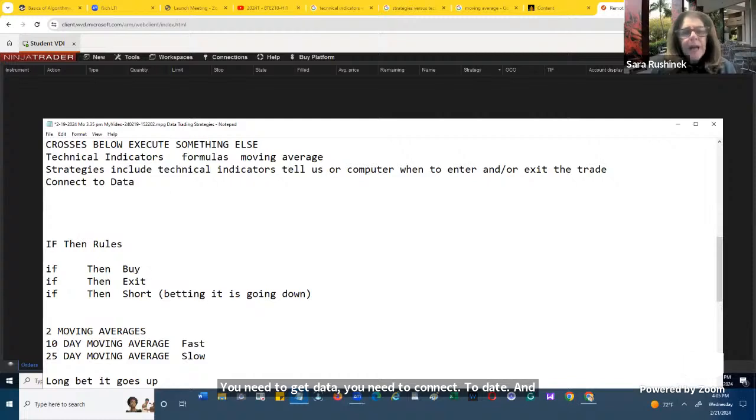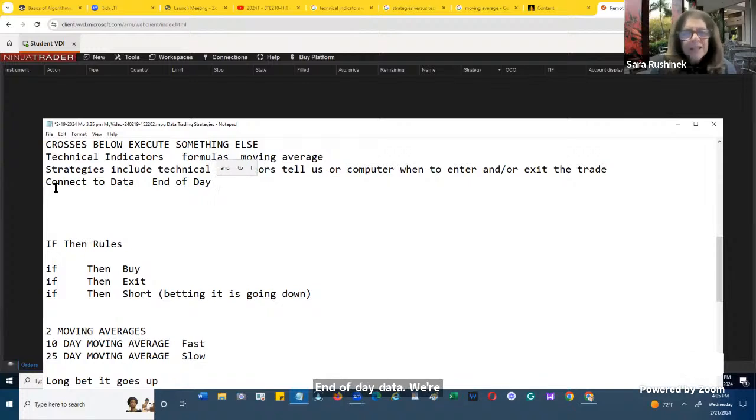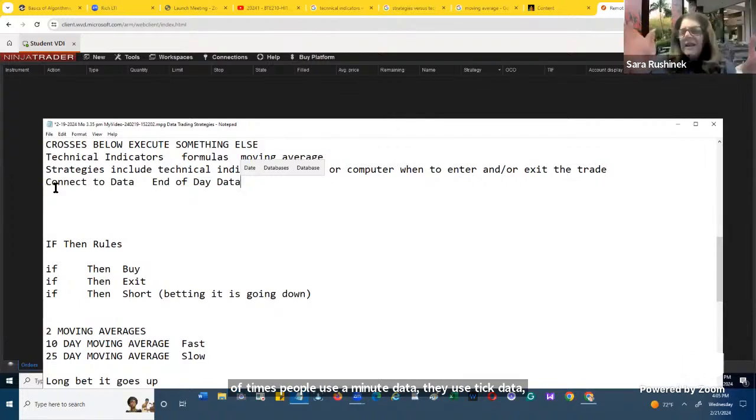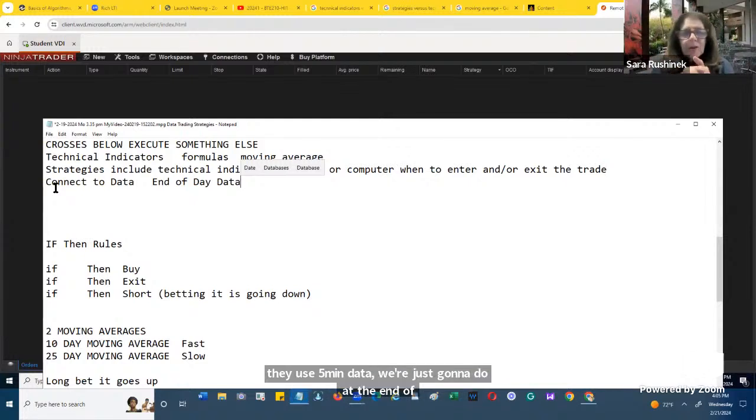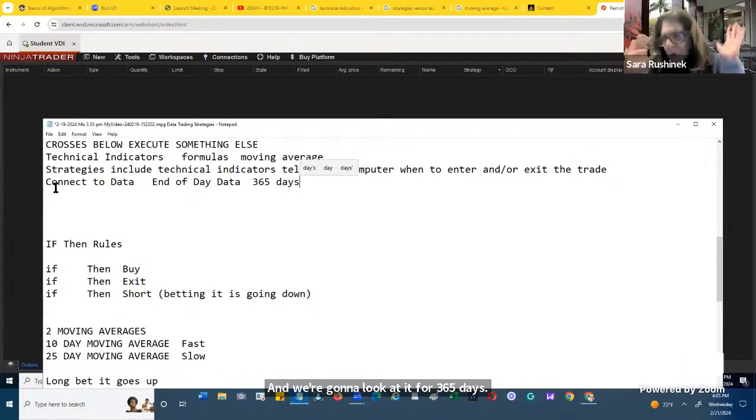And we're going to use end of day data. We're going to make it very simple. A lot of times people use minute data, they use tick data, they use 5-minute data. We're just going to do at the end of the day, let's say at 4 o'clock when the market closes and we look at Microsoft, what is that end of day price, and then we're going to connect to that data and we're going to look at it for 365 days. We could do 5 years, Sophia, we could do a month, but we're going to do 365 days.